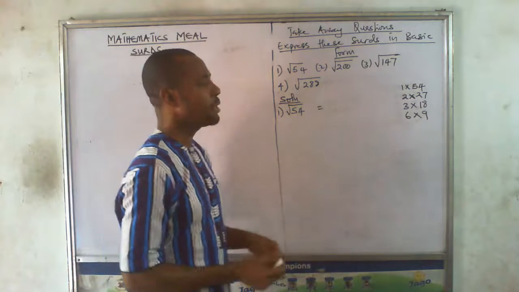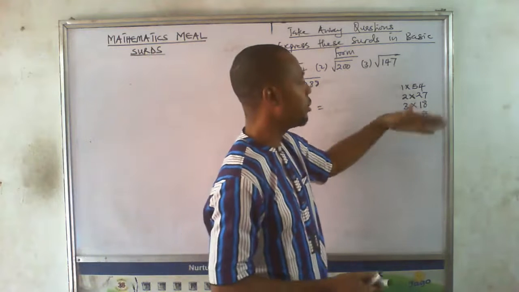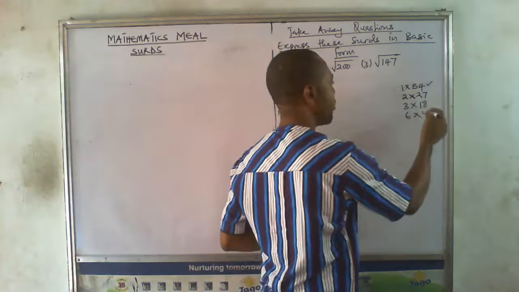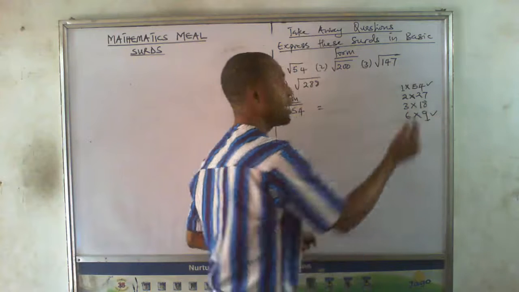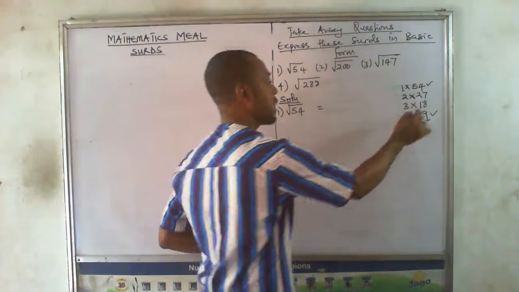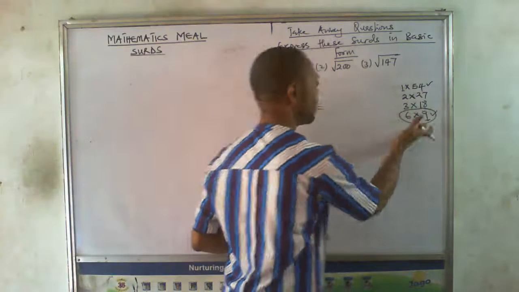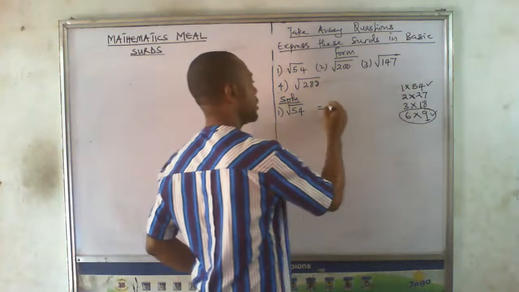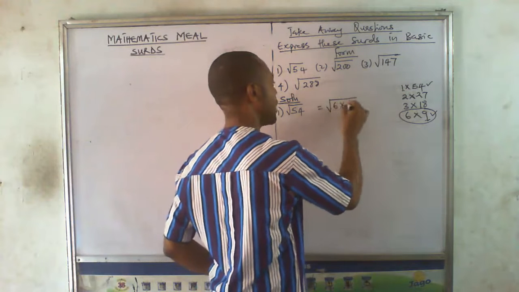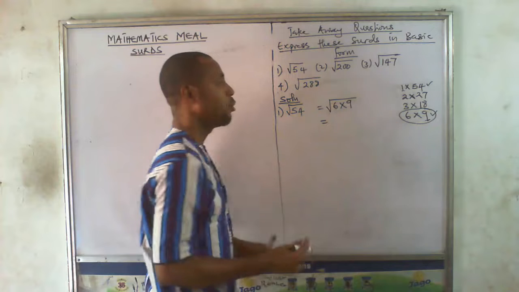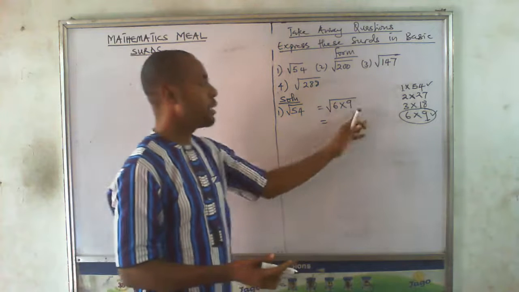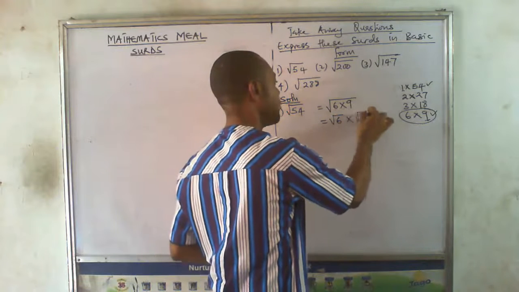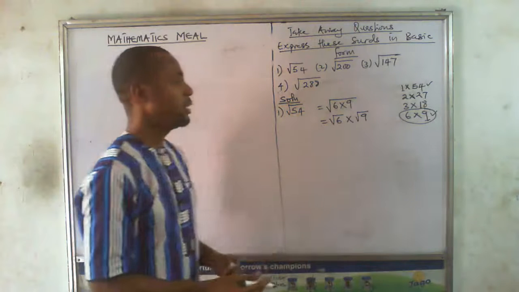So we say from the pair, select the pair that contains the highest perfect square. We have a perfect square here, that is 1. We have a perfect square here, 9. 9 is larger than 1. So we are going to select this. So we say we use the selected pair to replace the number in the root sign. So we have this 6 times 9. Then we'll move further. So we separate them by multiplication, following our basic rules in surds.